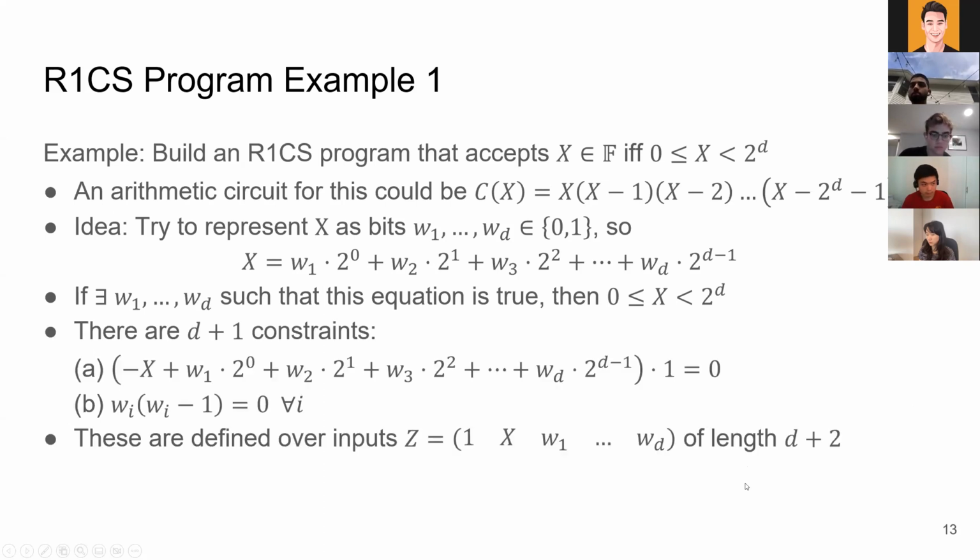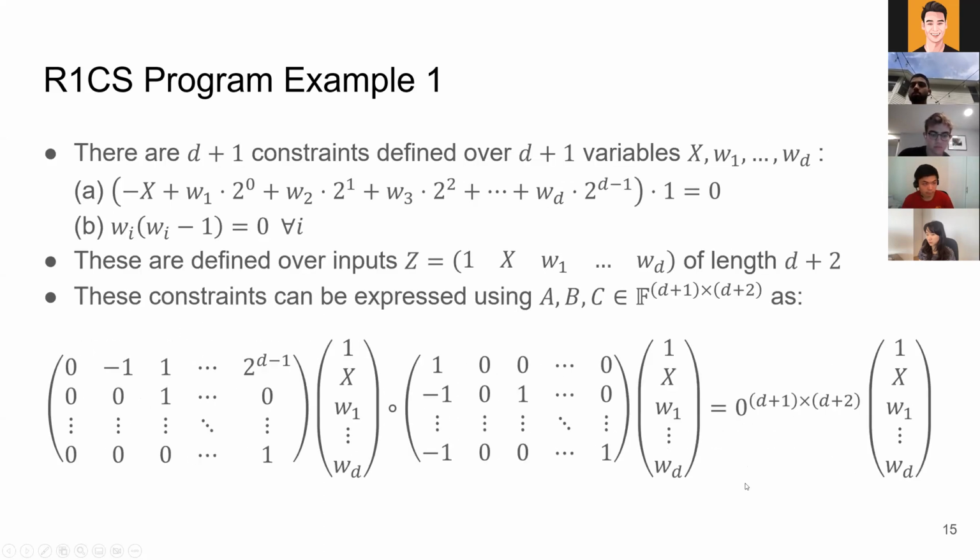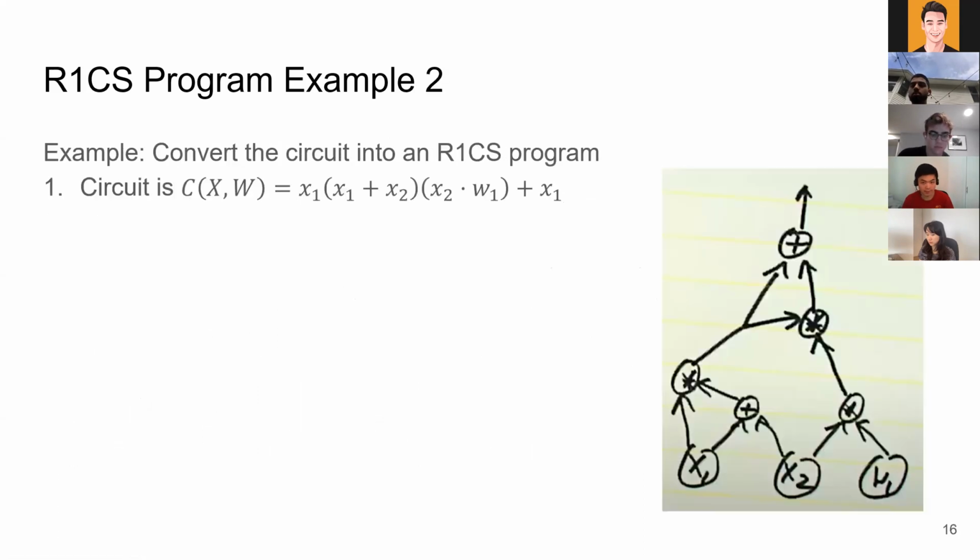Cool. Now let's go on to the second example. This is an example of how to convert an arithmetic circuit into an R1CS program. Let's take a look at the right-hand side over here. This is an arithmetic circuit, like the ones we know and love. This circuit in particular expresses a relationship that's x1 times x1 plus x2 times x2 times w1 plus x1 over here.